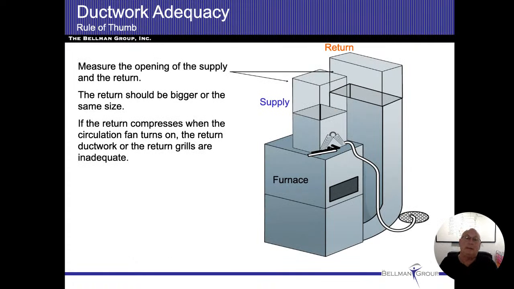Ductwork adequacy. This is not something that we normally inspect for, so I don't put any sort of measurements. I would like you to know the rule of thumb. The returns should be at least equal to whatever the supplies are. Now, a good clue when something's not working right is when the furnace or the air conditioner is running. If I'm creating such a negative pressure inside my ductwork, those bigger ducts will actually lift up.